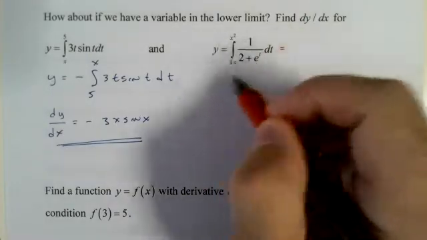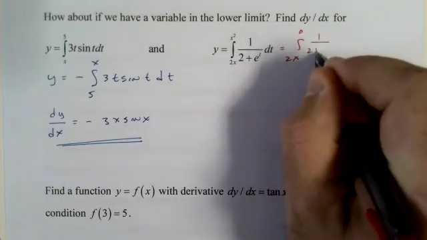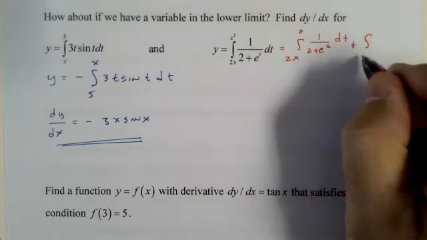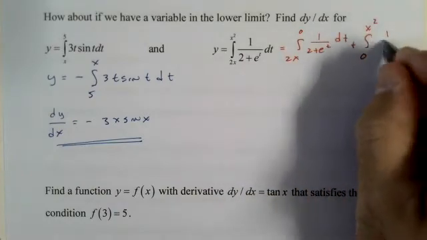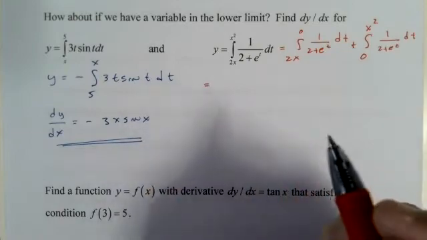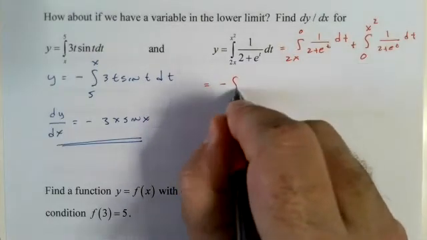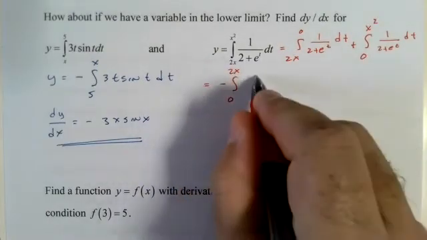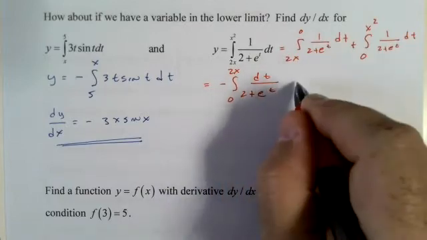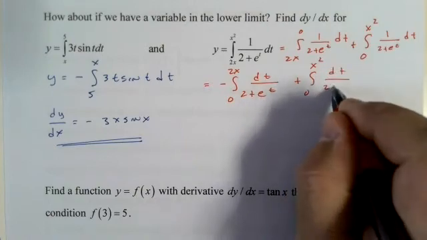Let's change this because we don't have a constant in here. Let's change it from 2x to 0, integral of 1 over 2 plus e to the t dt, plus integral 0 to x squared, 1 over 2 plus e to the t dt. Equals, well, not yet. No, I guess I can. Oh, gotta fix this one. Negative integral 0 to 2x. I'm gonna save myself some drawing space, put the dt on top, just to make life a little bit easier for me. Plus integral 0 to x squared dt over 2 plus e to the t.